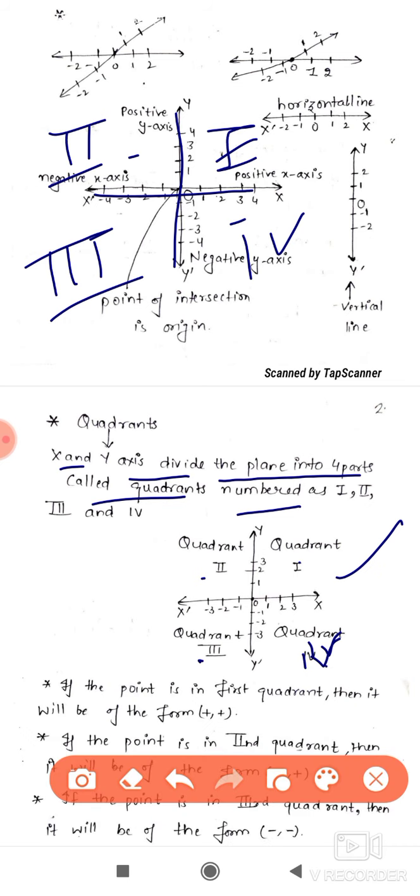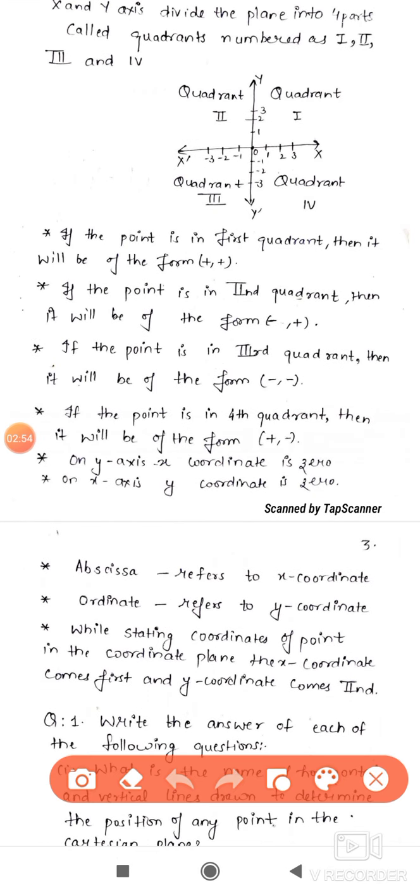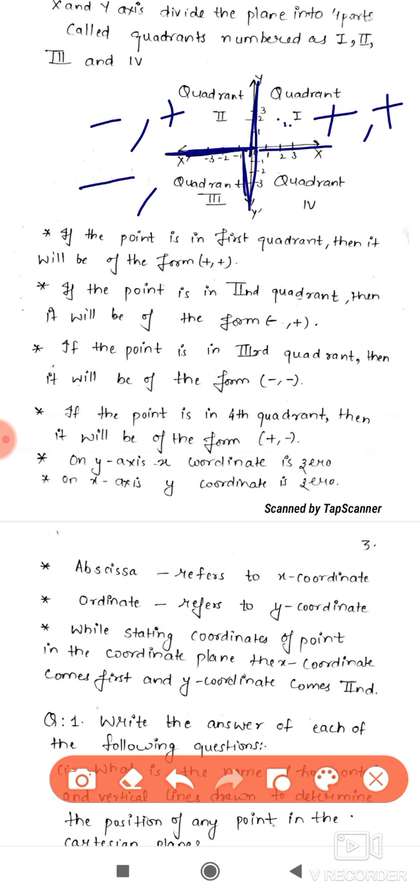Now see how to write down the position of any point in these quadrants. If we have any point in the first quadrant, this is the positive x-axis and this is the positive y-axis, so any point will be of the form positive, positive. Here we have the negative x-axis and positive y-axis, so any point will be of the form negative, positive. We have the negative x-axis and negative y-axis, so any point will be of the form negative, negative. Here we have the positive x-axis and negative y-axis, so it will be of the form positive, negative.